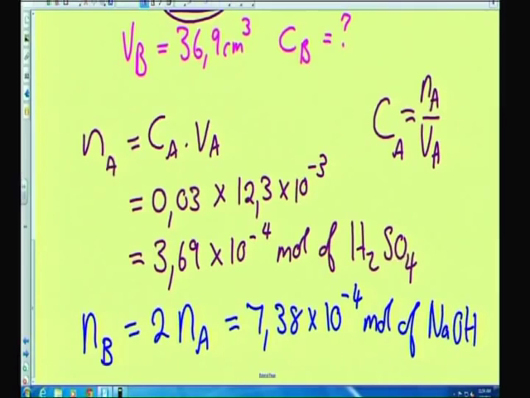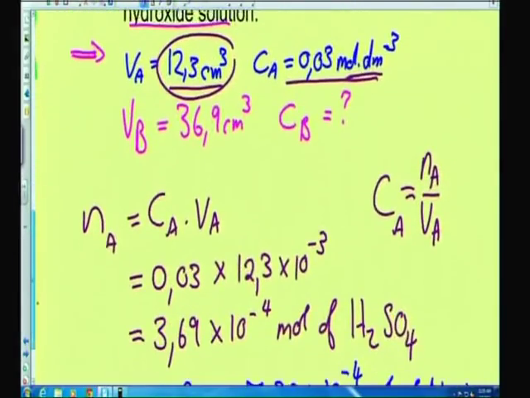Remember, an acid-base reaction is one where the number of moles of hydrogen ions is going to be exactly equal to the number of moles of hydroxide ions. They need to pair off. But for every molecule of sulfuric acid, there are 2 hydrogen ions. So I need double the number of moles of sodium hydroxide, because sodium hydroxide can only contribute 1 hydroxide for every sodium hydroxide molecule. So that's what that is.